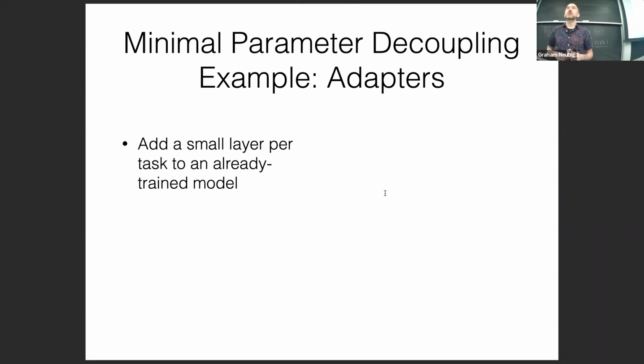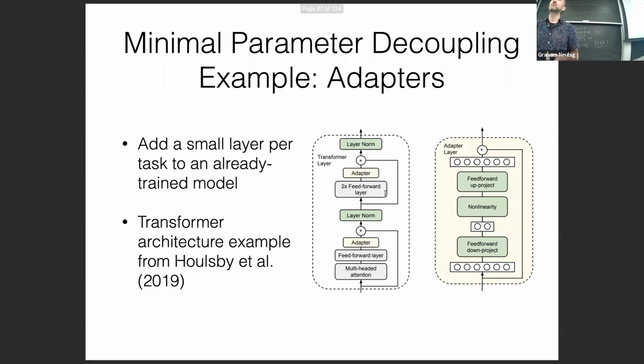The most famous example is something called an adapter. What adapters do is they add a small layer per domain or per task to an already trained model. This is an example from the transformer architecture. This is the standard transformer that you saw two classes ago and are certainly implementing now. And you take the adapter and you stick it in here.